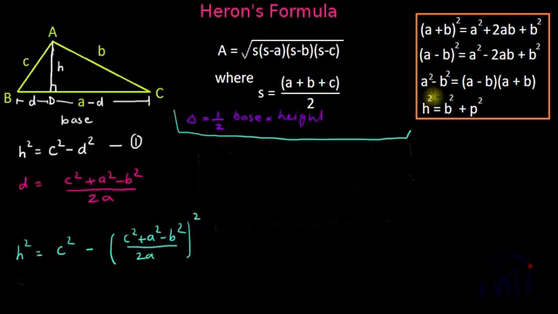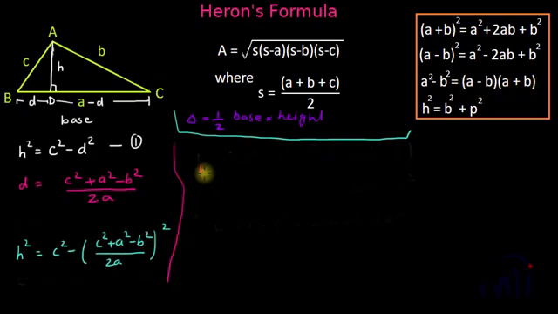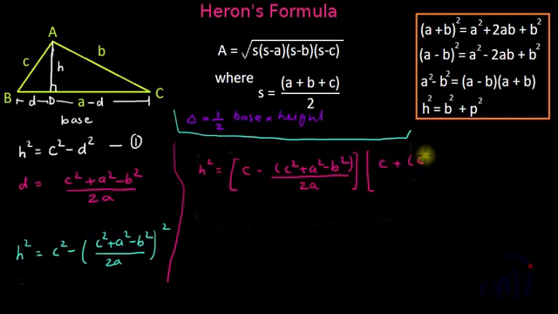So here we can use the formula of a square minus b square is equal to (a minus b) into (a plus b). So h square can be written as (c minus (c square plus a square minus b square) divided by 2a) multiplied by (c plus (c square plus a square minus b square) divided by 2a).